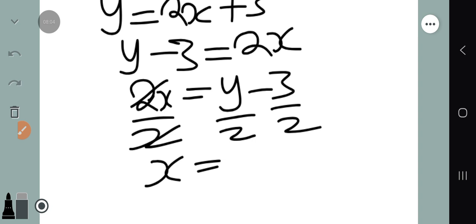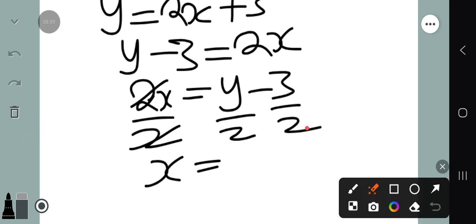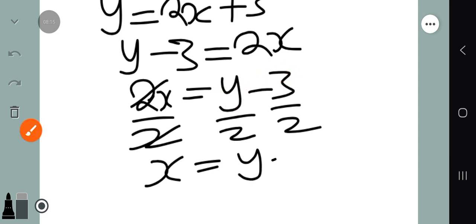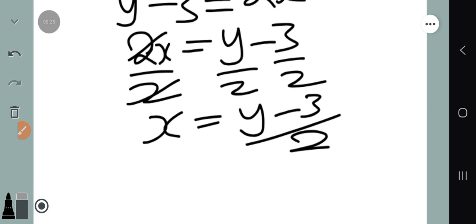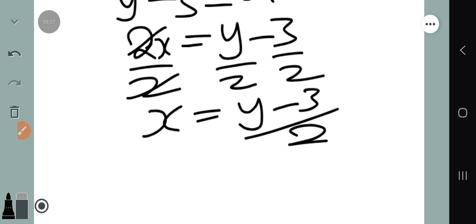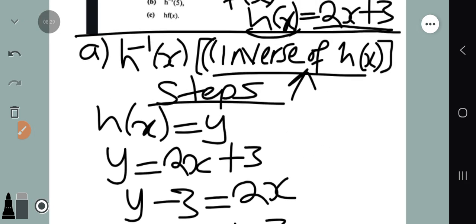y minus 3. Now remember, when the denominators are the same, you just subtract or add what? The numerators. So I'm just going to say y minus 3 over 2. Now I'm not done. Don't say you are done. You are not done. So what you do next is you replace, since we are looking for what? You were looking for the inverse of what?